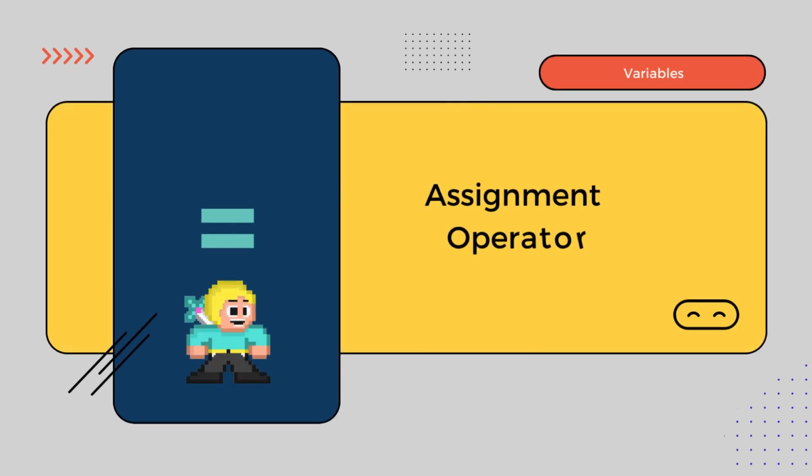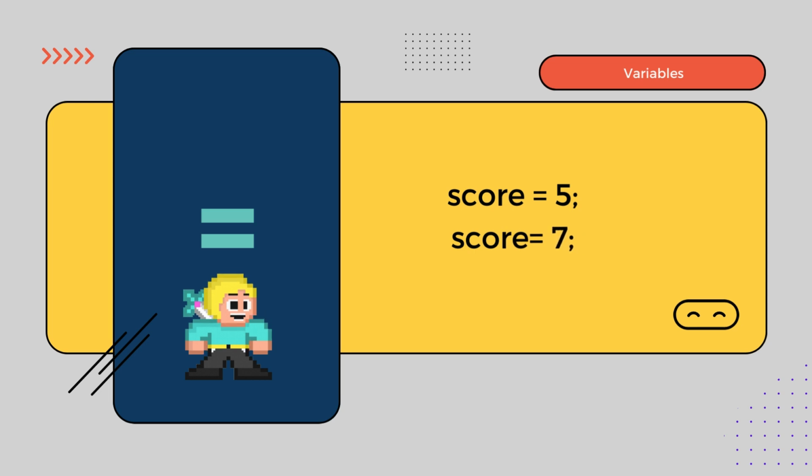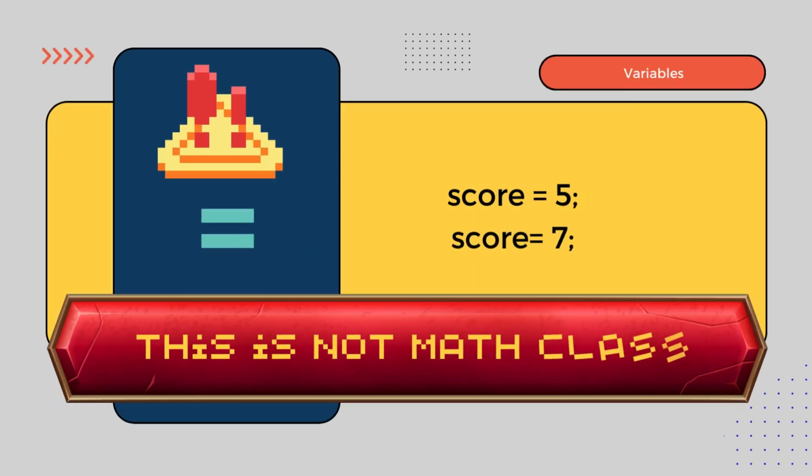Let's take a moment to talk about that equal sign. In many coding languages, the equal symbol is called the assignment operator because you use it to assign a value to a variable, and you're probably used to seeing it in math, but in programming it's a little bit different. If you were in math class and you saw this, something would definitely be wrong. The score cannot possibly be both 5 and 7. But remember, this is not a math class.